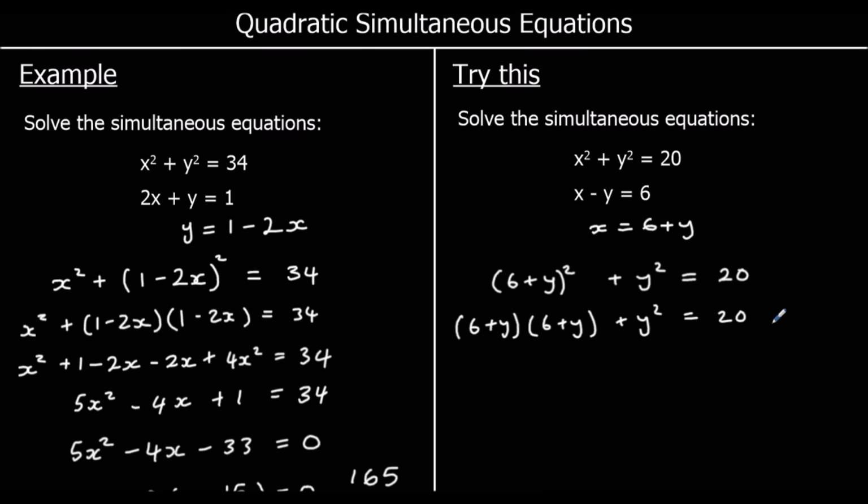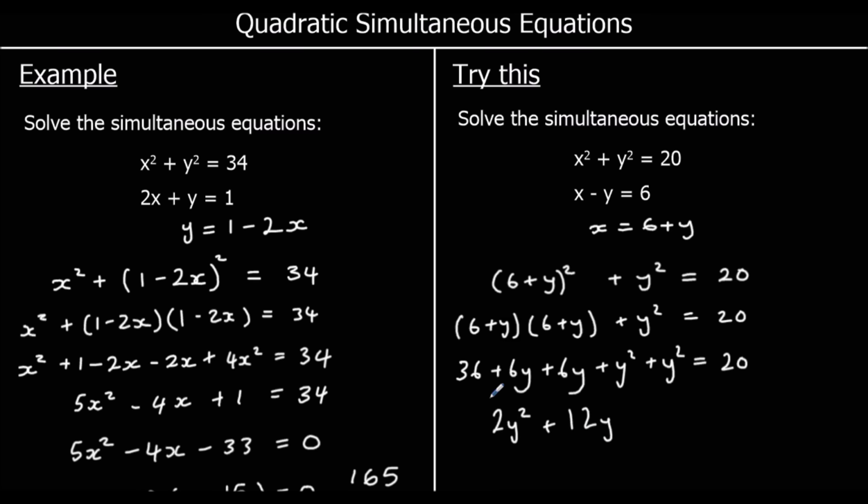And I'll expand that bracket. So 6 times 6 is 36. 6 times y is 6y. y times 6 is also 6y. And y times y is y squared. And I've still got the other y squared, and it's equal to 20. So collecting like terms, how many y squareds do we have? We've got 2 y squareds. We have 6y plus 6y, so 12y plus 36 equals 20.